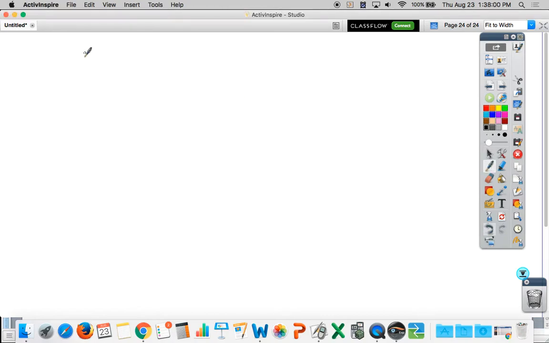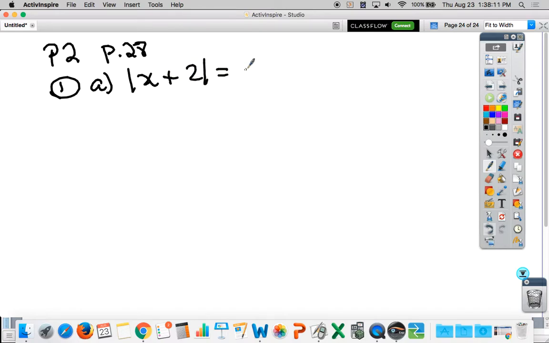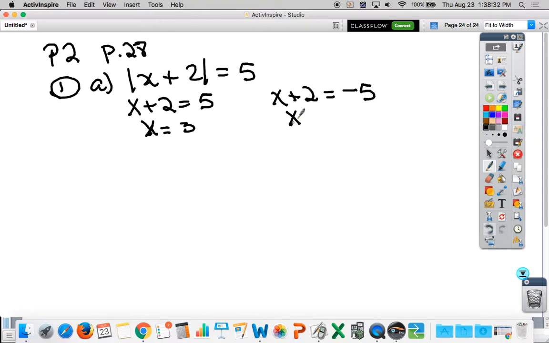Okay, so we're in the P2 books on page 28. Let's work 1A. These are absolute value equations or inequalities. Equations, how do I know? It's got an equals. So the first thing we do to solve this is drop the bars. X equals 3. The next time we drop the bars, but we make the 5 negative. So x can also equal -7. You should be able to check them.